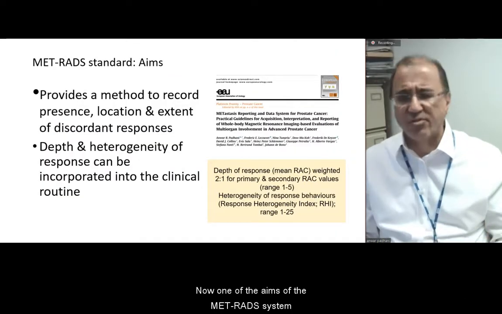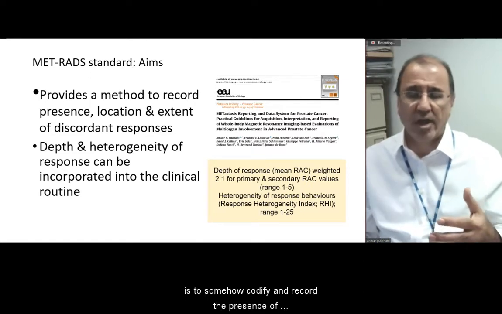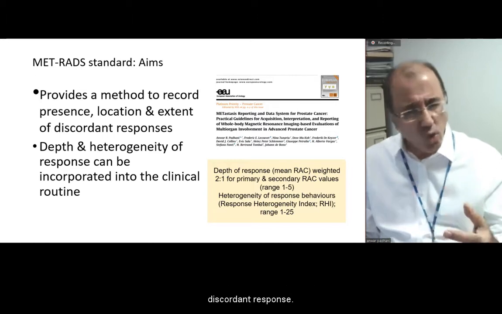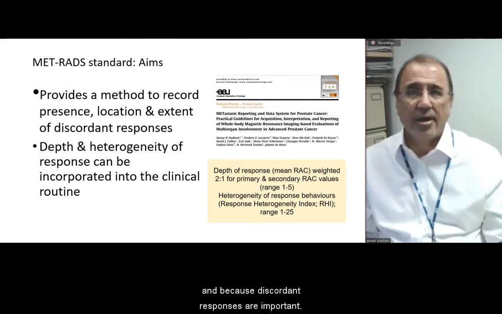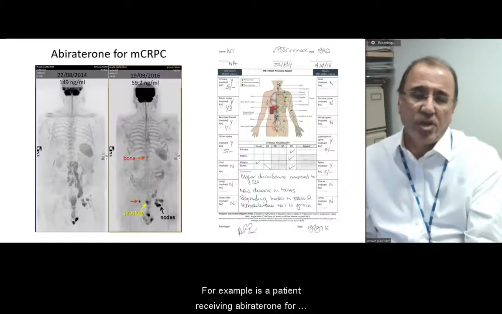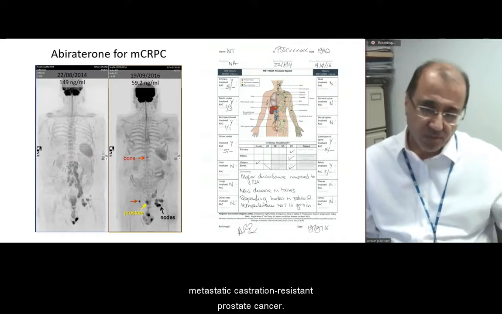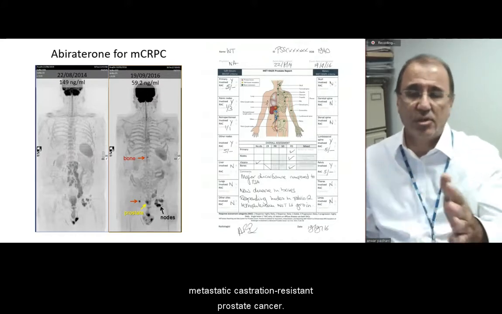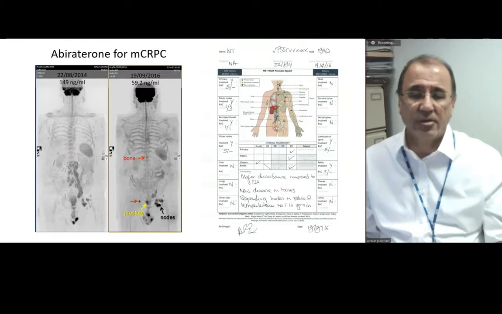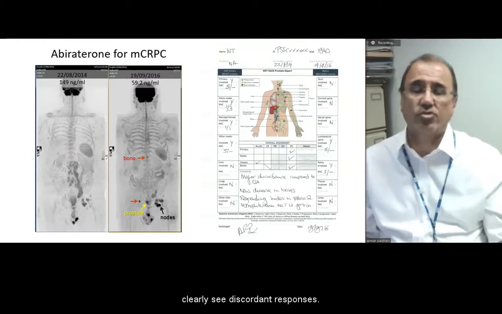Now, one of the aims of the MET-RADS system was to somehow codify and record the presence of discordant responses, because discordant responses are important. So here, for example, is a patient receiving abiraterone for metastatic castration-resistant prostate cancer. You can see that the PSA has gone down, but if you look at the disease before and after, you clearly can see discordant responses.